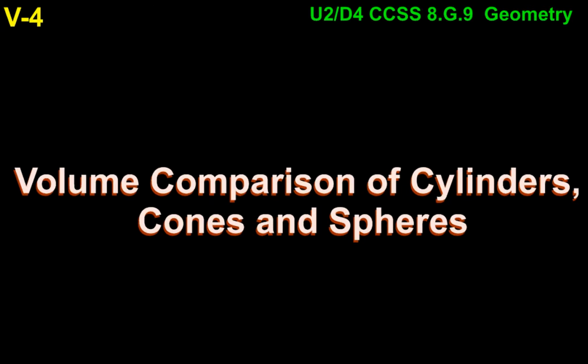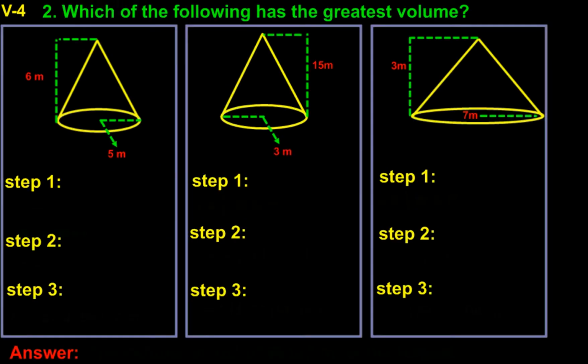Tonight's homework is V4, Volume Comparison of Cylinders, Cones, and Spheres. We'll start by taking a look at question number 2, which asks which of the following has the greatest volume. So we have 3 cones that we're comparing. We'll start by taking a look at the formula for a cone.